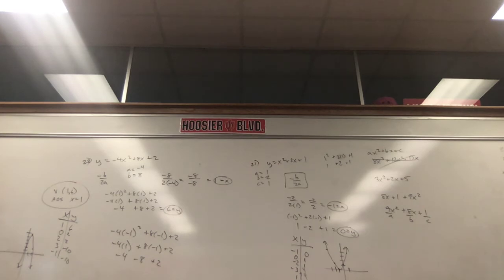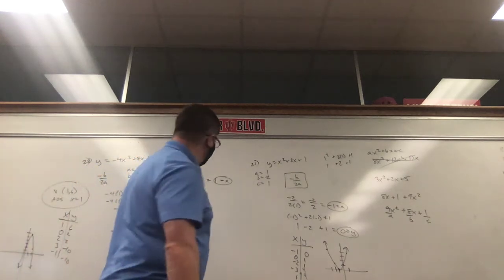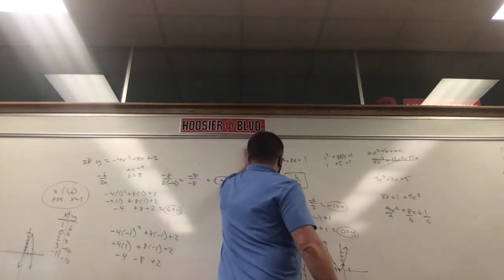And that looks weird. That looks upside down and skinny. Does it make sense that it's upside down and skinny? Yeah. Why? Because of negative. And what's that 4 do? Stretches it out, which makes it skinnier. Should be upside down and skinny.